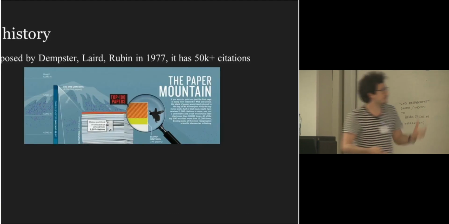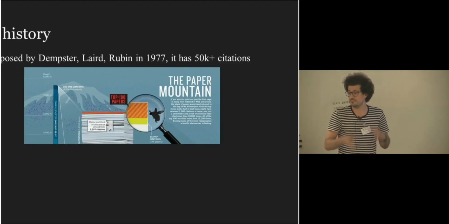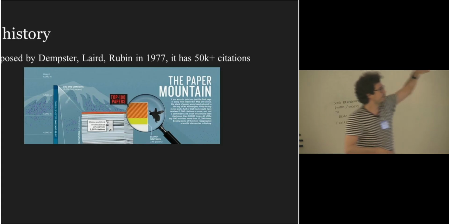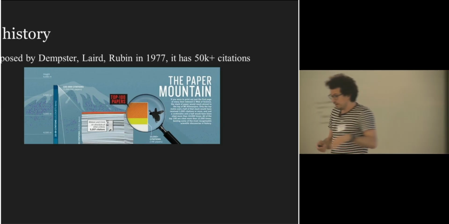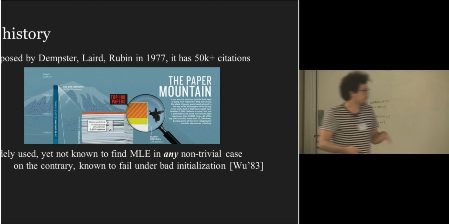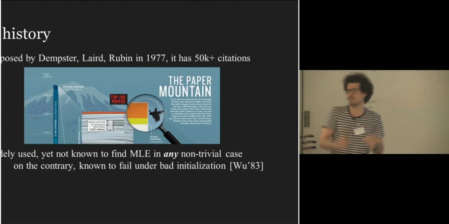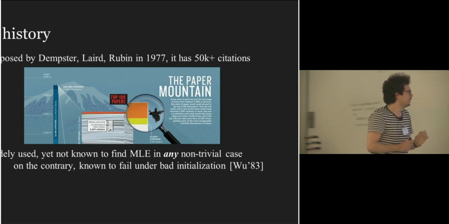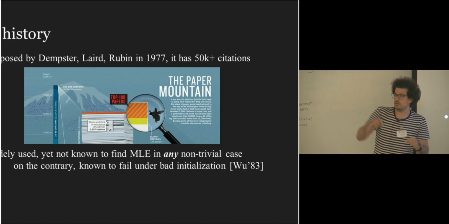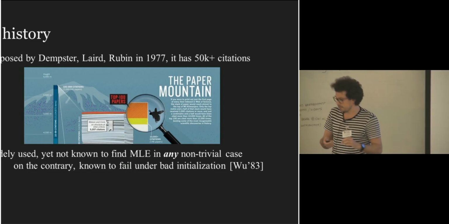It was proposed in the 70s. It has a ridiculous number of citations. I was really surprised by it. It is very high in this pile of all papers ever written. Nevertheless, there's actually absolutely no case where it's known to converge to the maximum likelihood estimate. On the contrary, it is known that it fails if you don't initialize it properly.